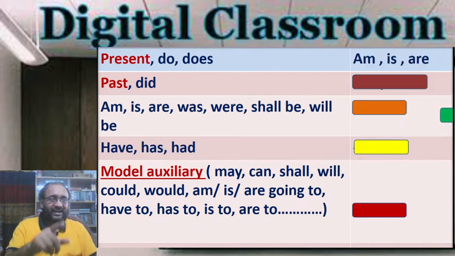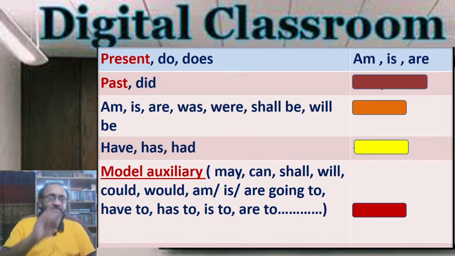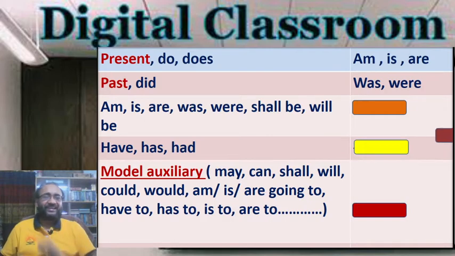Am, is, are. Very good. If the sentence is present tense, the verb is present tense, or you have got do not or does not, at that time you have to use am, is, are. Very good. And number 2, what? Past tense. If the verb is past tense, or they have used did not, at that time you have to use what? Was and were.